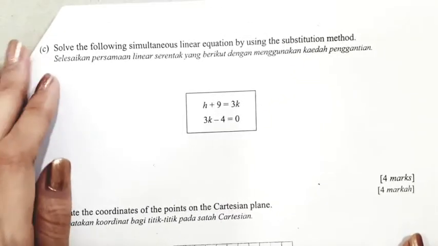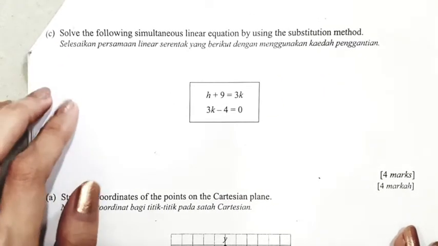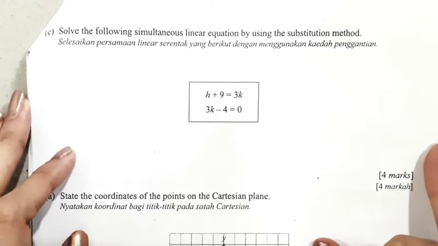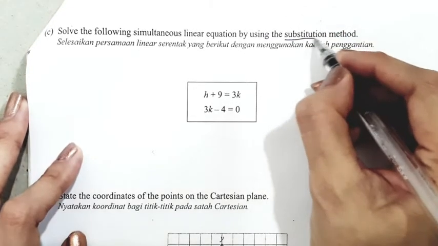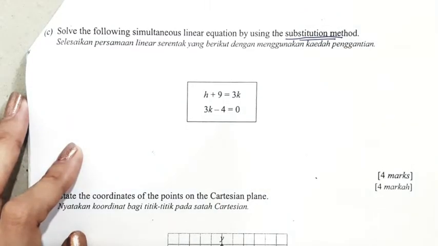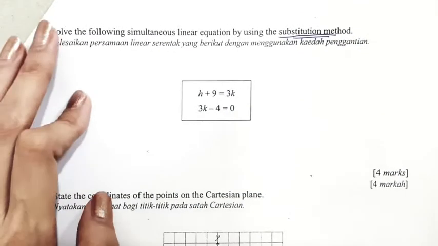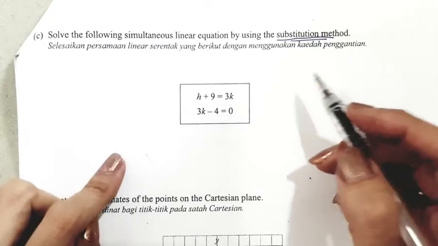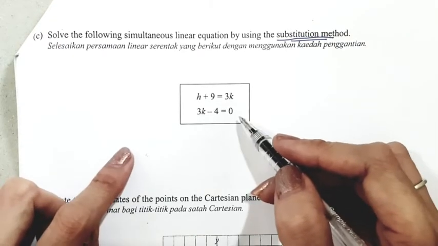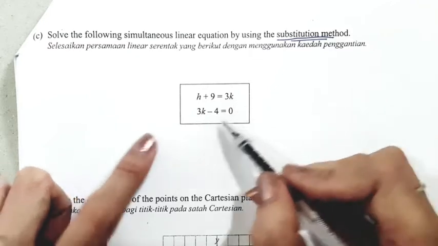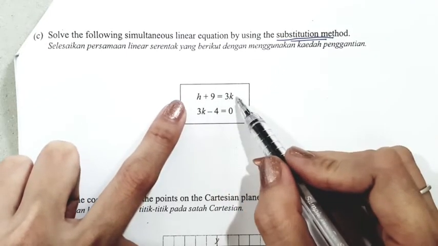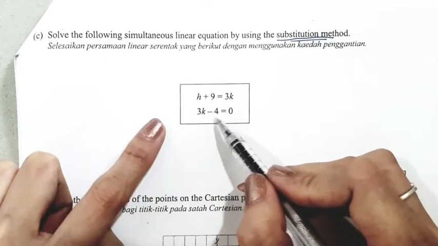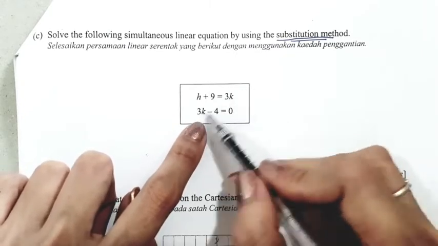Now, next, solve the following simultaneous equations. You have to use the instruction given. It says substitution method. So we have to substitute. So how? You see, h plus 9 goes to 3k. And then 3k, we have only one variable here. So let's use this one. That's 3k over here, right?